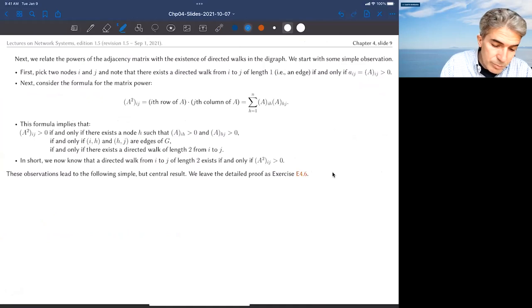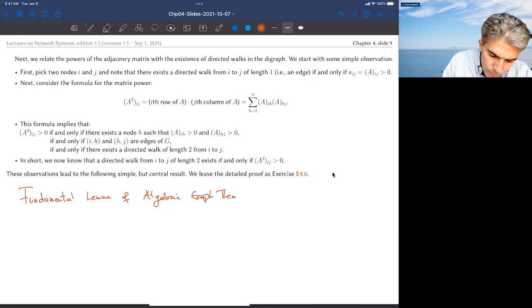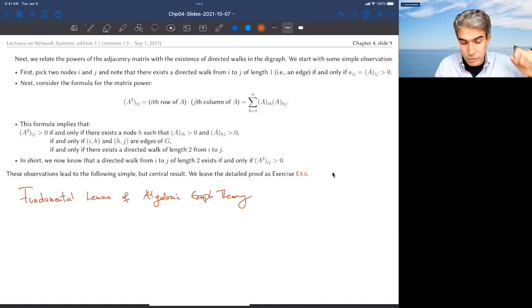Instead, what does need a proof is this simple, powerful lemma. I'm tempted to call it the fundamental lemma of algebraic graph theory. It surely is very elegant. I haven't seen this nomenclature anywhere, so I'm a little bit hesitant to put this in writing in the book. But nevertheless, here's the fundamental concept.